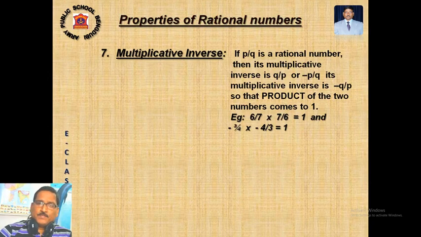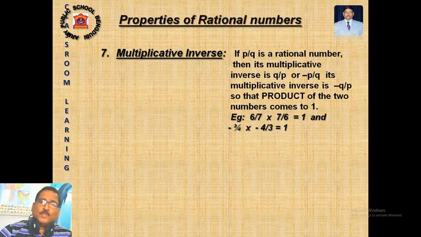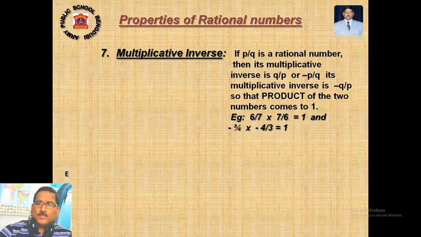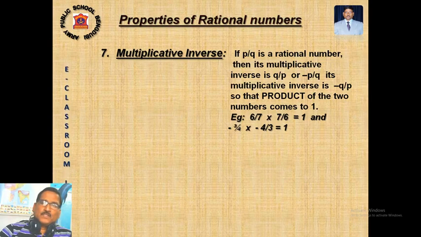Next property is multiplicative inverse. What is multiplicative inverse? Say p by q is a rational number. Its multiplicative inverse will be q by p. Or if minus p by q is there, what will be the multiplicative inverse? Minus q by p. Why? Because p by q and q by p, when you multiply, the result is 1. So when two rational numbers after multiplying give 1 as a result, the first number is the multiplicative inverse of the second number and the second is the multiplicative inverse of the first, vice versa.